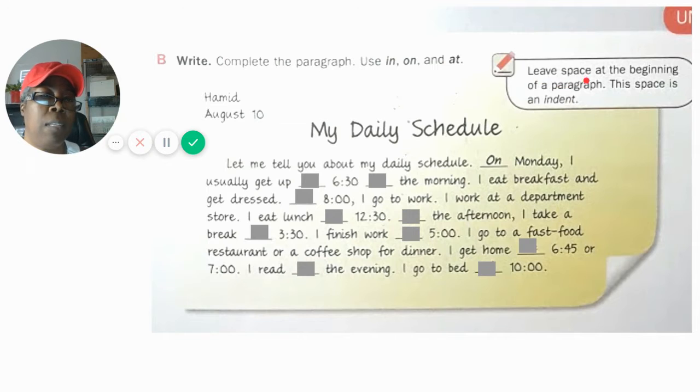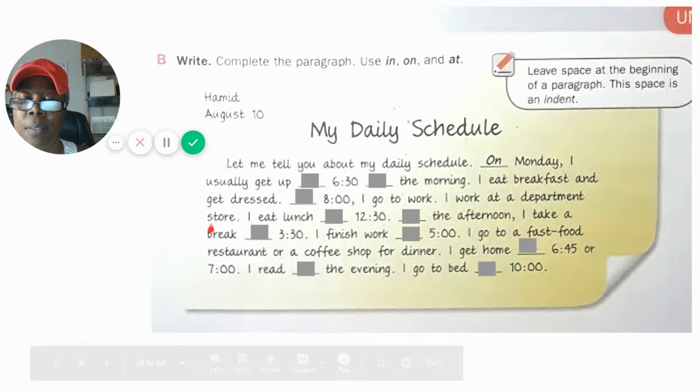I want to point out this little part over here though. It says leave space at the beginning of a paragraph. This space is an indent. What it's talking about is you'll notice there's space right here. The rest of the paragraph is aligned this way, but the first line has an indent. So when you start a paragraph, you indent. This is what it means to indent your paragraph.